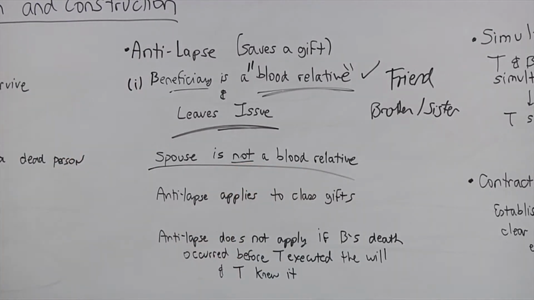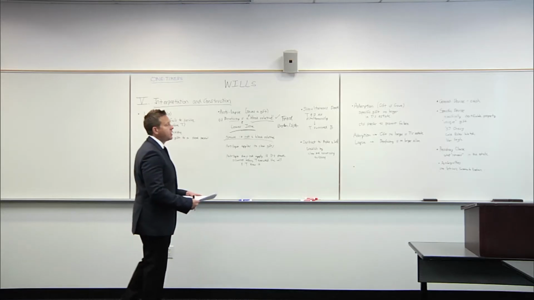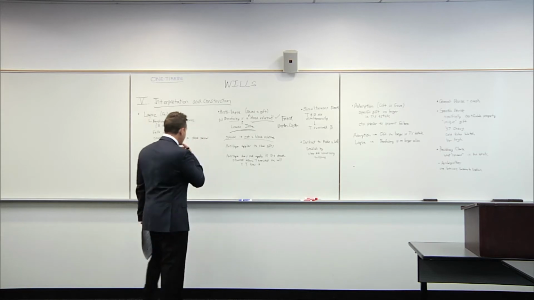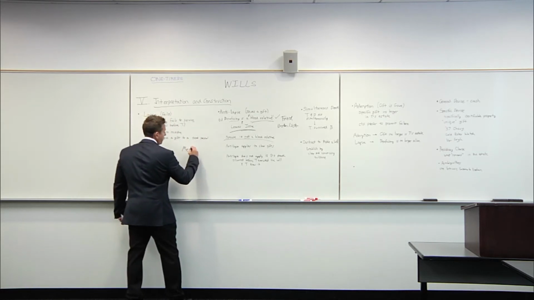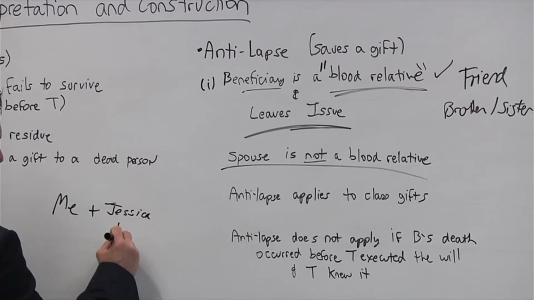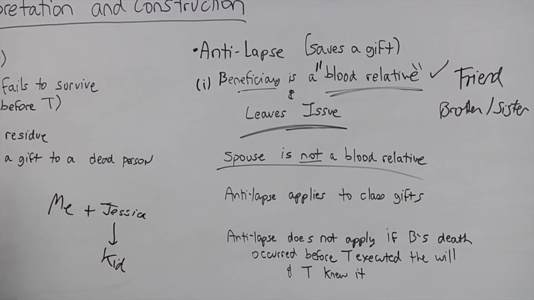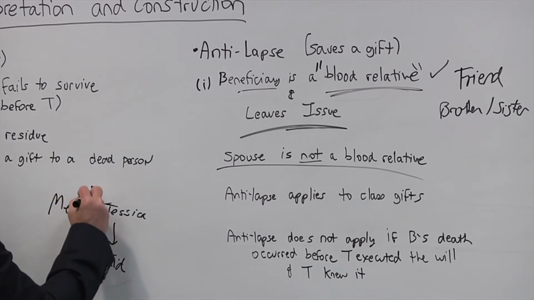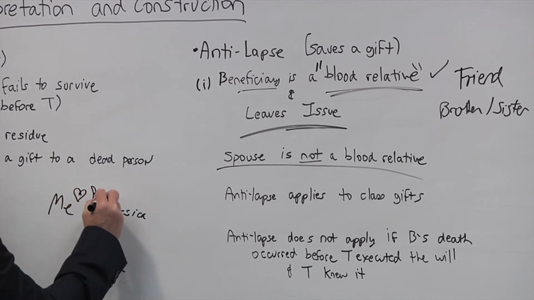So let's say that I start dating Jessica. And Jessica has a kid. So it's me and Jessica has a kid. And let's say that I give Jessica my sports car. And let's say that she dies before me. And we're married, by the way. We're in love. We get married. We do the whole traditional religious thing.